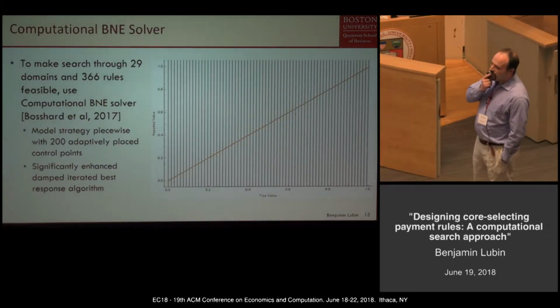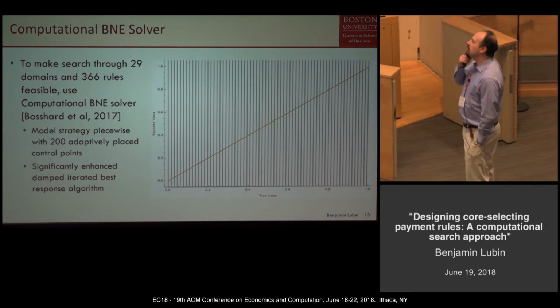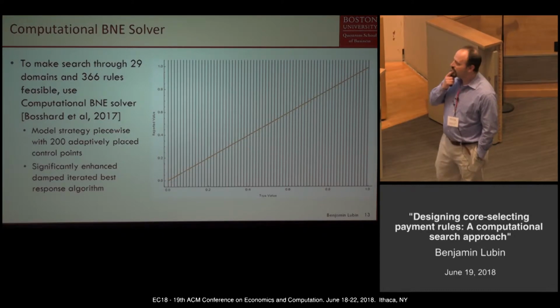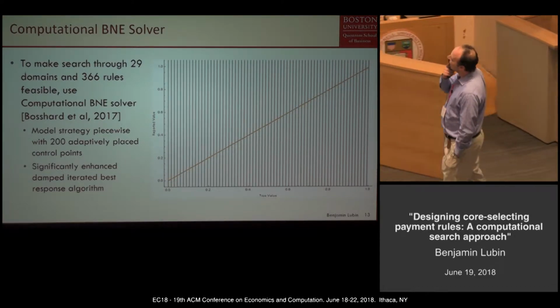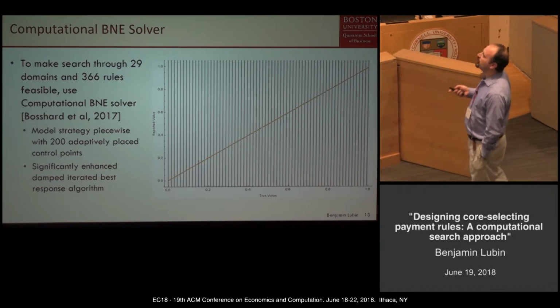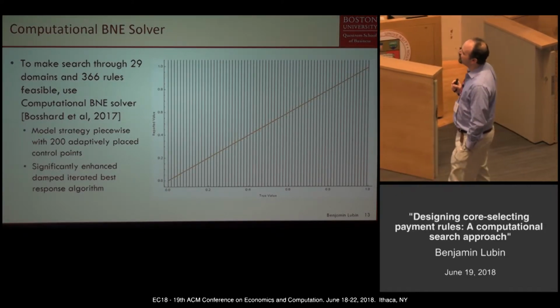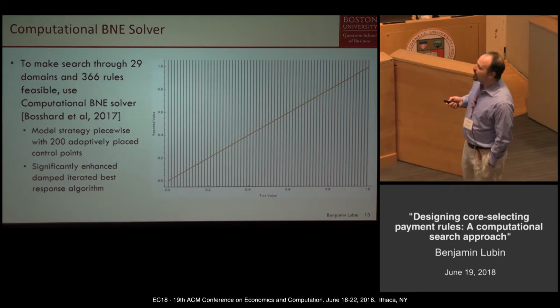Okay, so how are we going to find these BNEs in practice? Well, we're going to need to look through 29 different domains. That's what I'll show you in a second, how we constructed them, but we're going to come up with 29 different domains, and we're going to look at 366 rules, which are more or less the cross product of the things I showed you a couple slides ago. That's a lot of rules and a lot of domains.